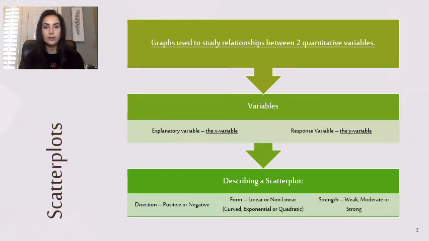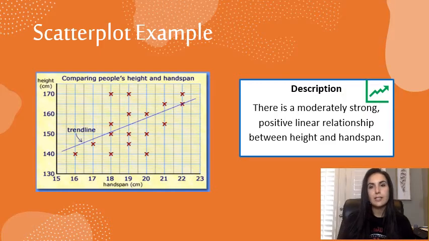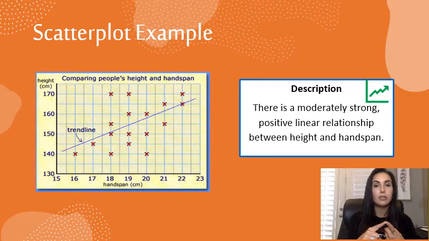or strong. So in this example, you can see a graph that shows comparing people's height and hand span. The x variable is hand span, which should affect the response variable, which is height, or the y variable. Whenever it comes to describing this, you can see the description here. It says there is a moderately strong positive linear relationship between height and hand span. So if we break this down, you see that we have talked about the strength, so moderately strong. We've talked about the direction, which was positive, because as hand span increases, height is increasing as well.